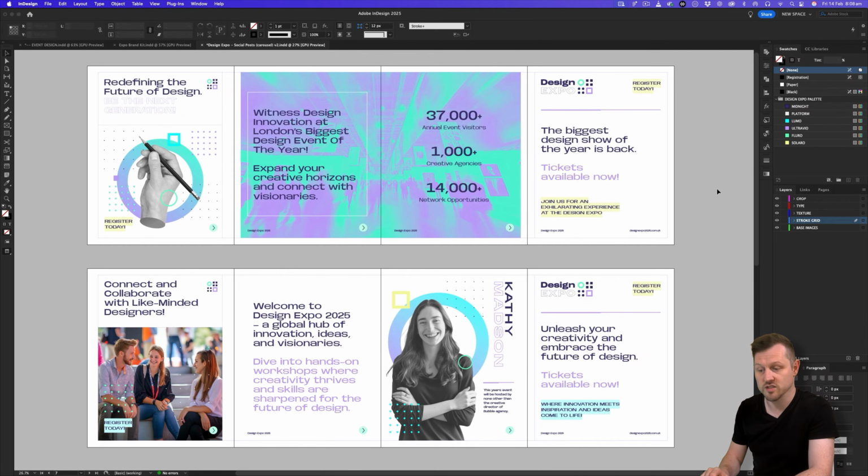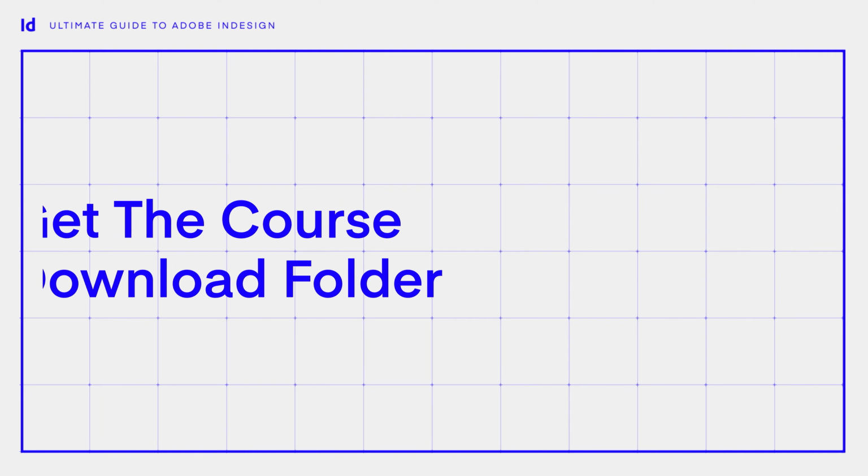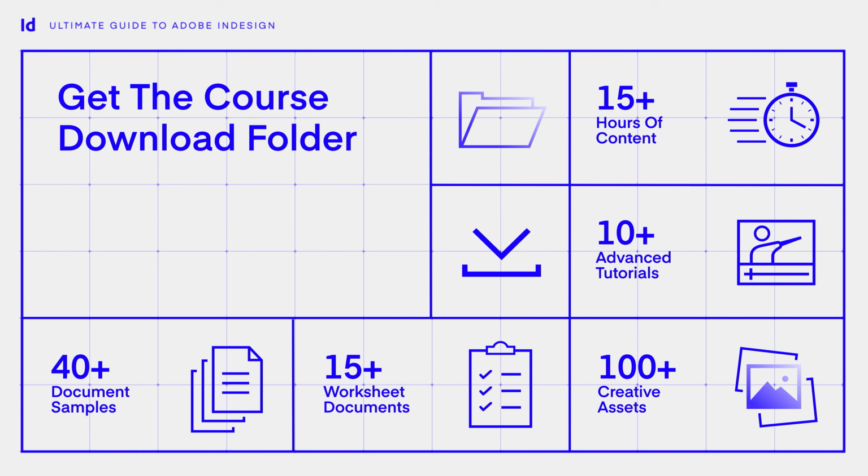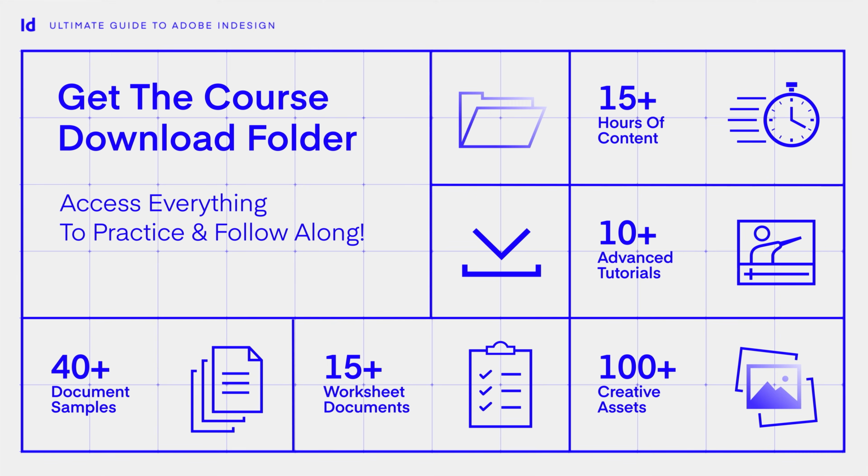If you want to take a look at this document and get all the assets to follow along, you can get access to this document from the course download folder. This download folder comes with multiple projects and a ton of assets and resources we will be using in this course. You can find the link to acquire the folder from the description.